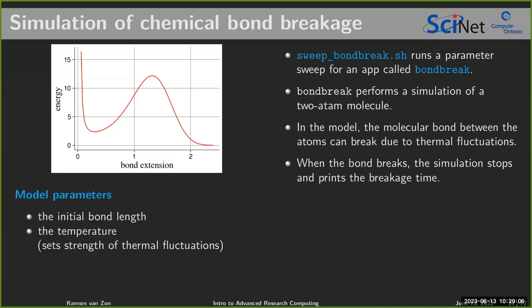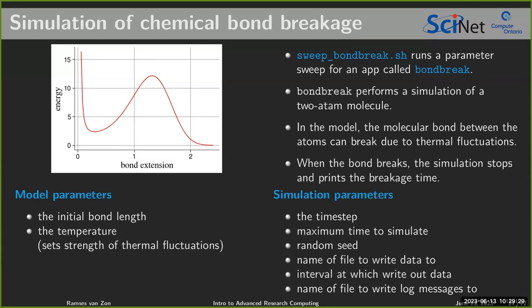So the model parameters that would go into this, because we have to know that, is where do we start? What's the initial bond length? So what's the bond extension? And what's the temperature? If the temperature is too low, it's going to take too long to escape. If the temperature is high, it will jiggle around a lot and it will jump out. The question is, as a function of temperature, or for a given temperature, how long does it take for it to go over the barrier? Those are the model parameters, but then we have to also decide on simulation parameters.